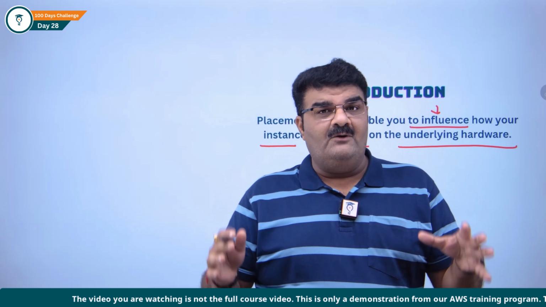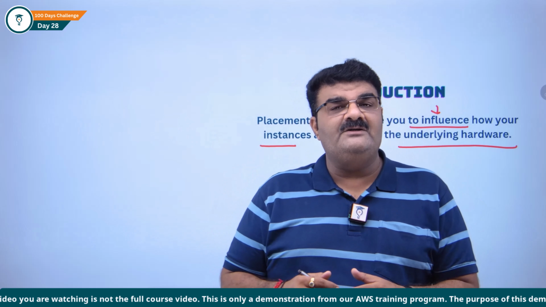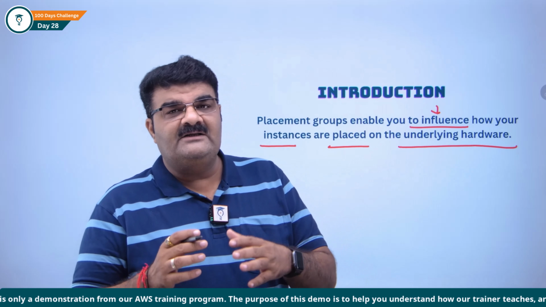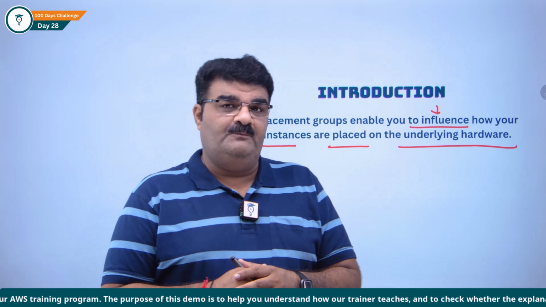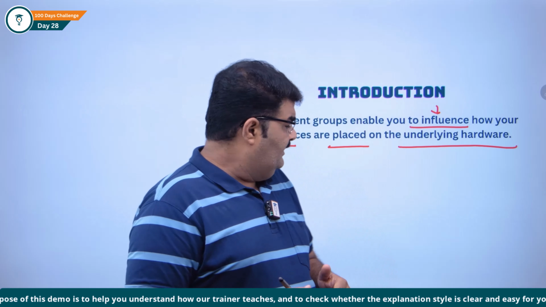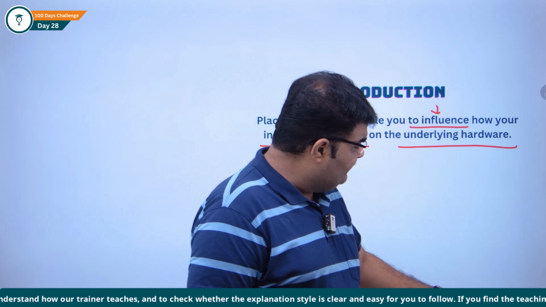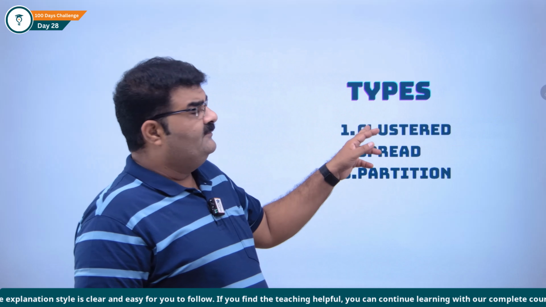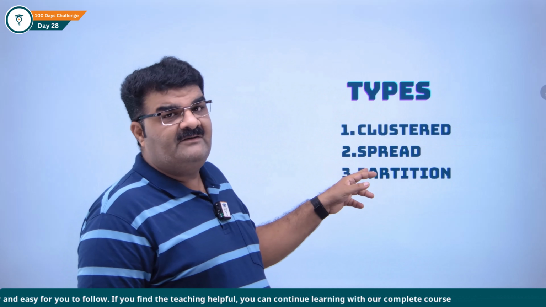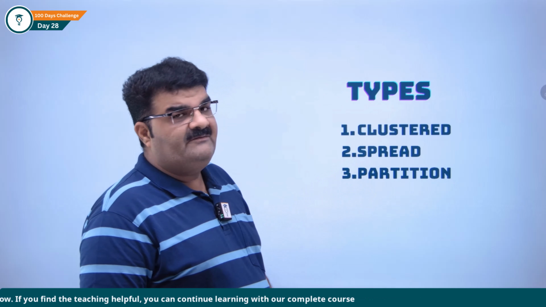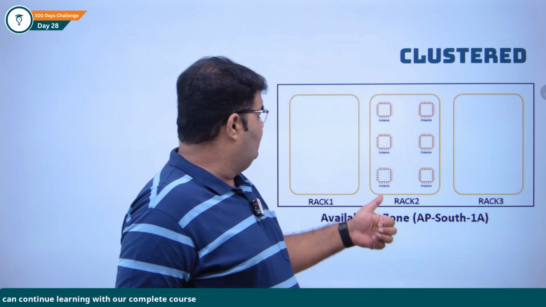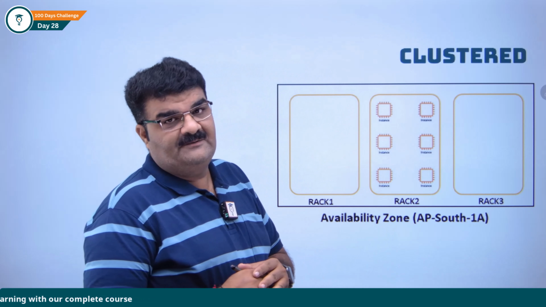Now, how the whole thing works, we are going to discuss. To understand this, we need to understand three types of placement group. Let's start with placement group number one. The first one we have is cluster, the second one is spread, and the third one is partition. First, we are going to talk about cluster.